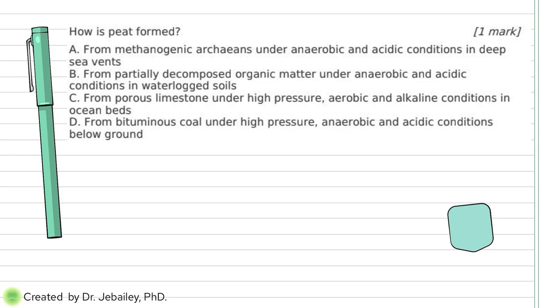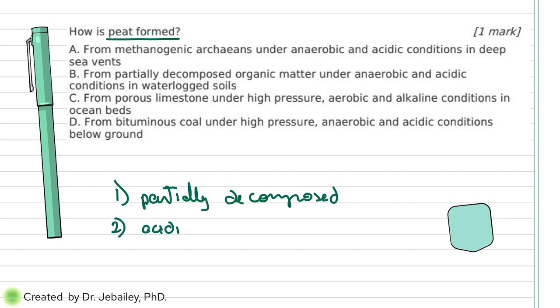So here says the first question, how is peat formed? Now peat, there are very important things that you have to remember about peat. 1, it will always be partially decomposed. 2, that it has an acidic environment. And 3, it is anaerobic. If you find these 3 words combined, then automatically that is the answer for peat.